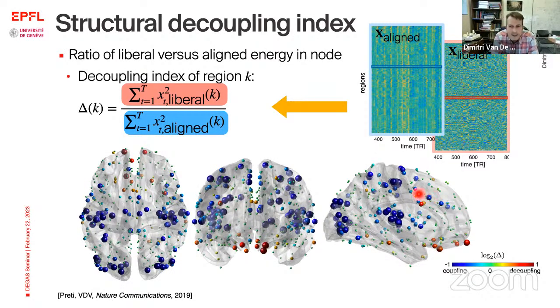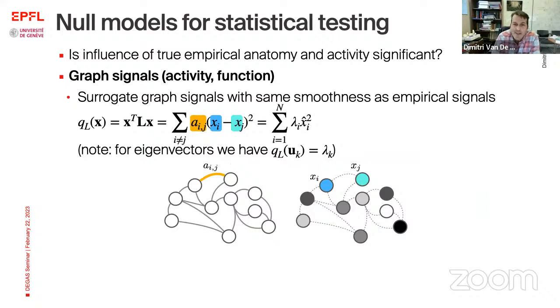Now, of course, when you see that map, from a neuroscience perspective, it's very striking that those regions that are more coupled are lying in the sensory cortices. But you know, how significant is that coupling actually? And that brings us to an opportunity again for graph signal processing to bring in null models for statistical testing. And the aim here is to check what is the influence of the true empirical anatomy and activity, and to what extent it is significant in those measures of structural decoupling index that I showed you before.